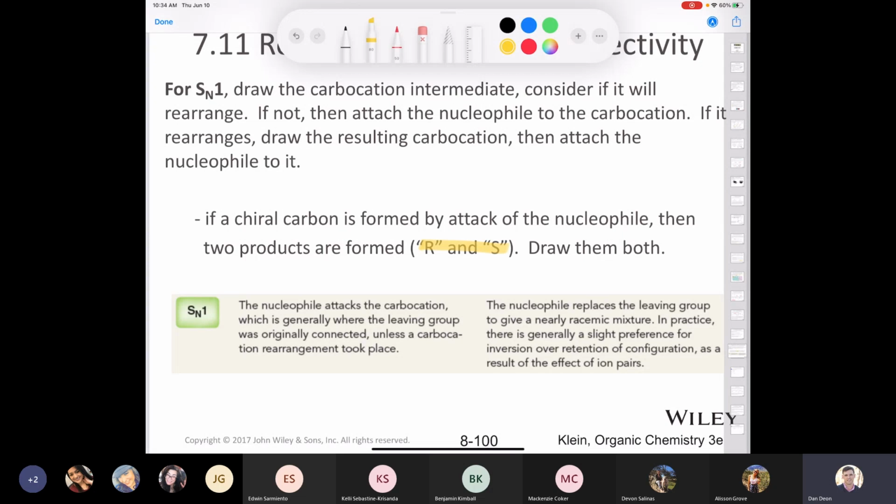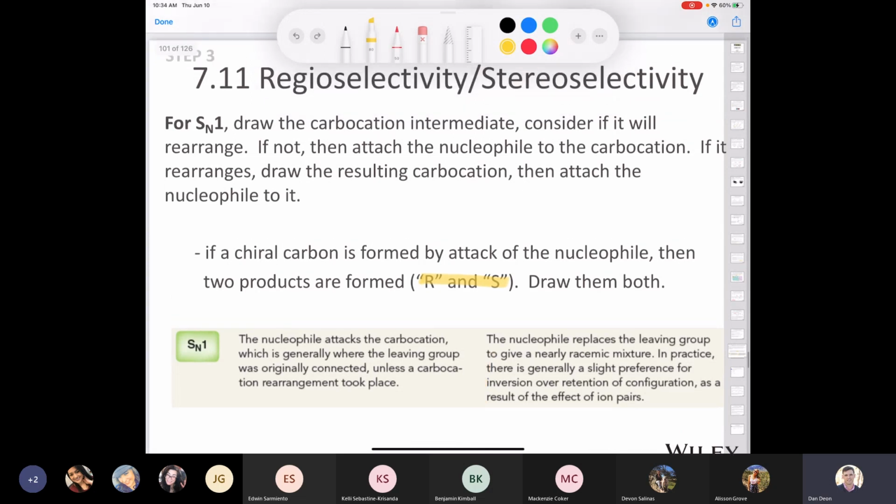Okay, it says here that there's a slight preference for inversion of configuration. It's discussed in our book, the whole concept of ion pairs. I've never asked a student about that on a quiz or an exam yet. I've never seen it on a standardized exam, so I wouldn't stress about it a whole lot. It's just kind of a cool thing that you can take a look at if you want. There you go. So that's an SN1 reaction.